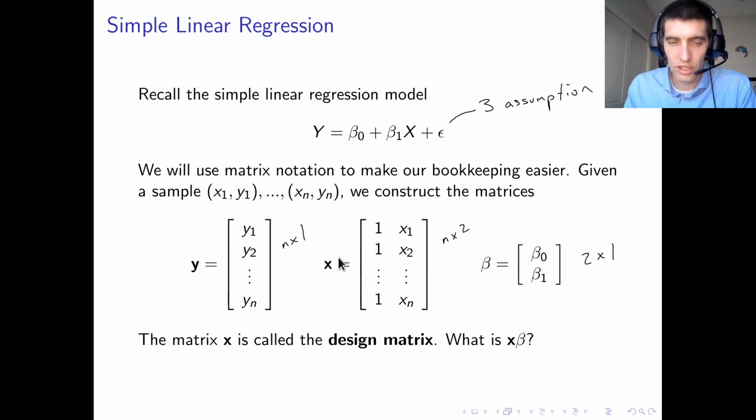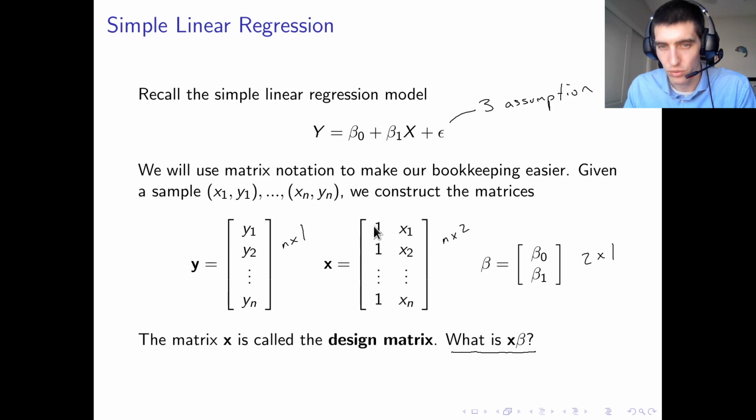Okay. So this matrix X is going to be very important to us. It's called the design matrix. So I have this column of ones here. This is important to remember. Now I'm going to ask, what is X times beta? If I multiply X times beta, what do I get?